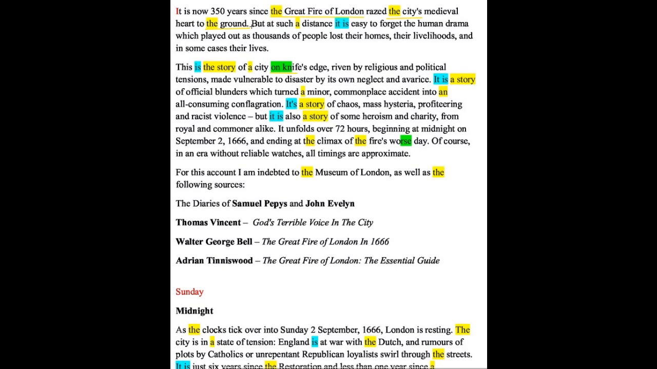But in the next sentence we see, but at such a distance, it is easy to forget the human drama which played out as thousands of people lost their homes, their livelihoods, and in some cases, their lives. Now I want to mention a few things about this indefinite article, because I can understand that many students would rationalize a definite article here. They would want to see, but at such the distance. And I understand why, because they're referring actually to the distance we are away from the Great Fire, and it's been defined as 350 years. Technically it's a duration and not a distance, but he's using distance a little bit metaphorically.